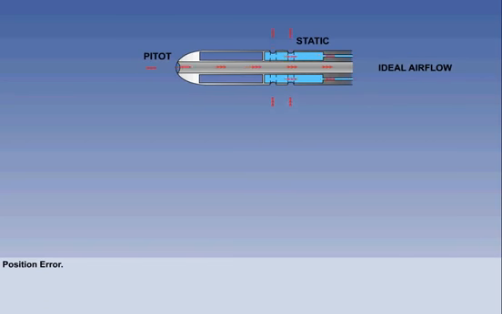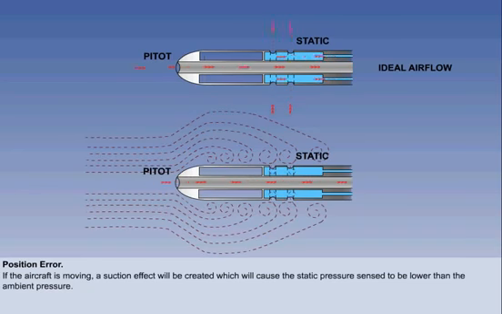Ideally, the airflow around a pressure head should resemble the airflow shown here in diagrammatic form. However, if the aircraft is moving, a suction effect will be created which will cause the static pressure sensed to be lower than the ambient pressure. As the speed increases, the airflow in the region of the pitot-static heads becomes turbulent and this under reading becomes greater. How great the error may be depends on the location of the pressure head and the speed of the aircraft.